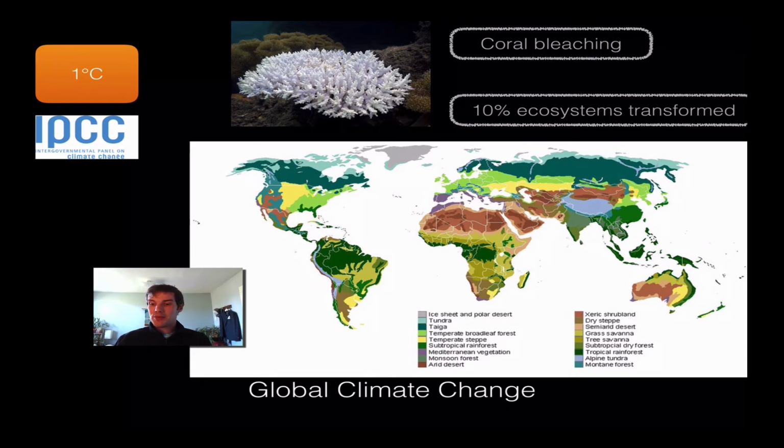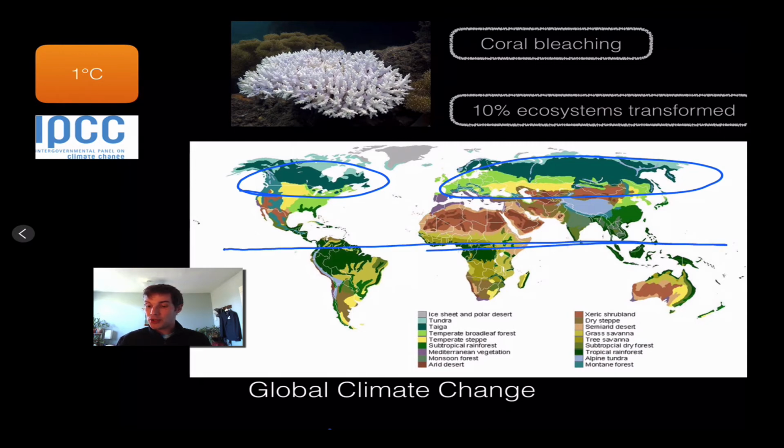And we're going to see 10% of the ecosystems of our planet transformed. And the biggest ones that are going to be transformed are the ones in the northern regions. So in Canada, Alaska, and the boreal forest, which is in northern Russia. And those are going to see the highest temperature change, and the ones along the equator actually won't be changed that much due to the temperature rise.